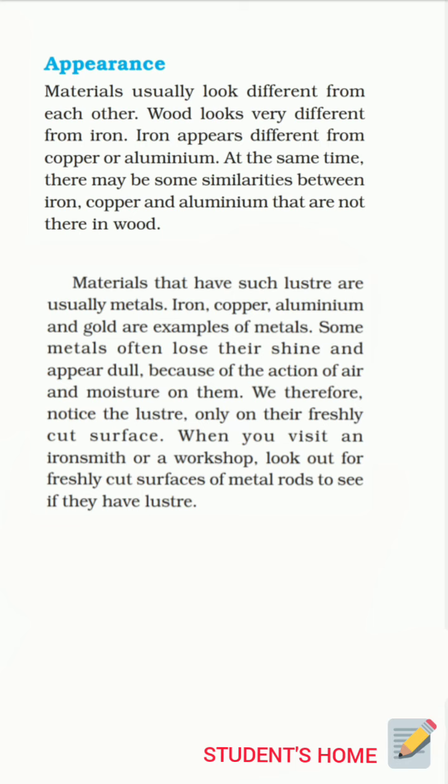Here class, luster means the shining appearance. That means some materials can shine more and some materials shine less. For example, the metals, if you keep them under any light, they will shine more in comparison to a piece of wood. So these metals like iron, copper, aluminum, and gold are good examples of metals that have luster.